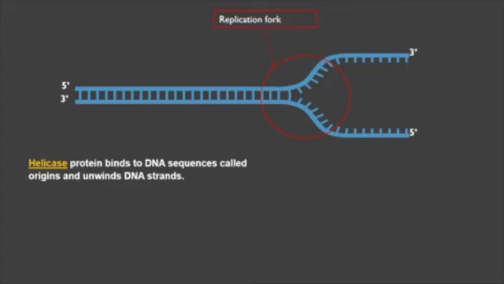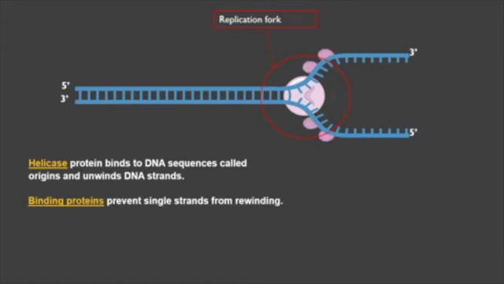The first thing that happens is that the helicase protein comes in, and helicase is the one that unwinds the DNA strands. So once again, it's taking the helix and making it no longer a helix. Binding proteins then come in to help hold the replication fork open. Without the binding proteins, the natural chemical structure of the DNA would want it to twist back into that double helix formation.